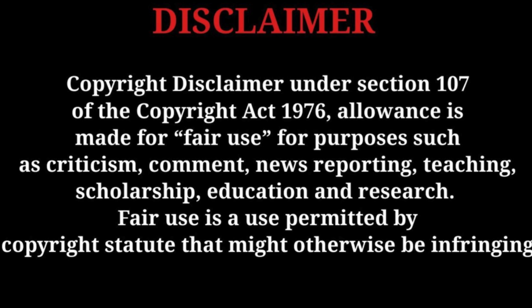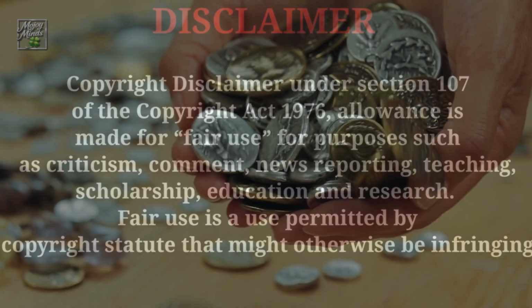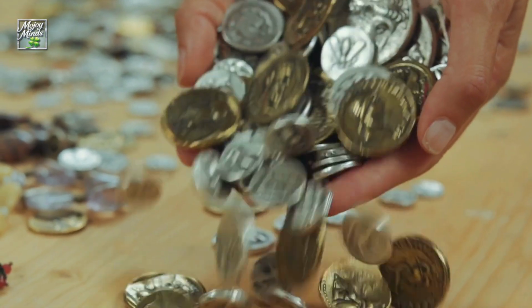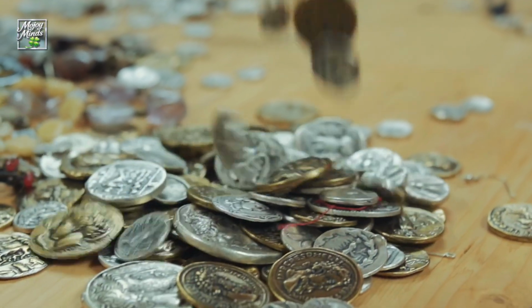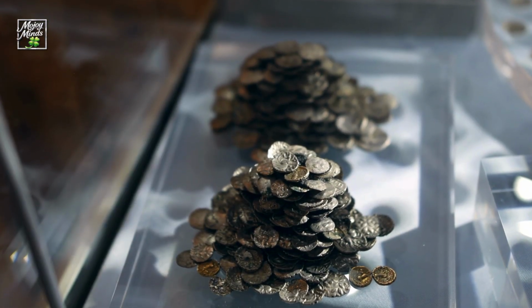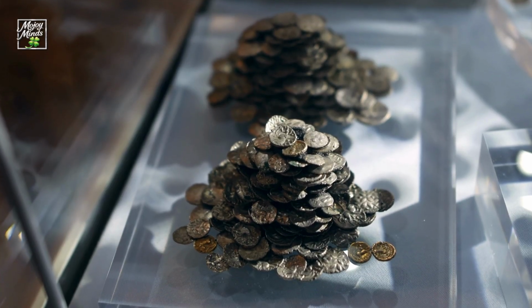Let's step back. Before central banks. Before paper bills. Before digital numbers on a screen. Money was metal. Heavy. Cold. Real. Around the year 800 AD, Charlemagne reintroduced a structured silver coin system in Western Europe.